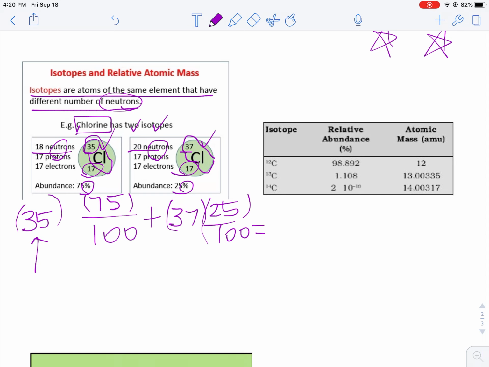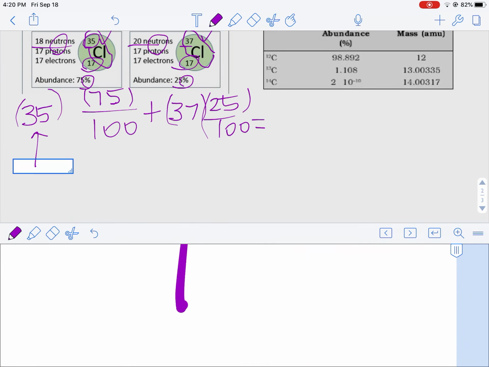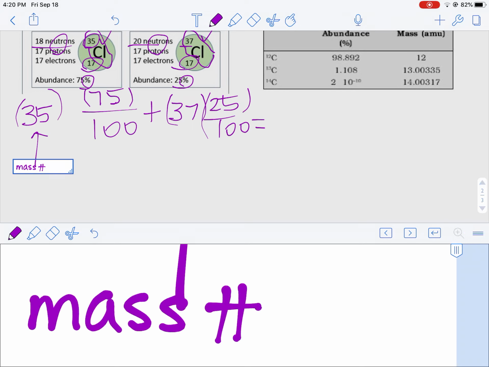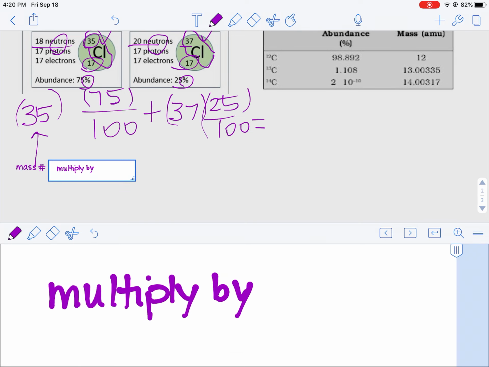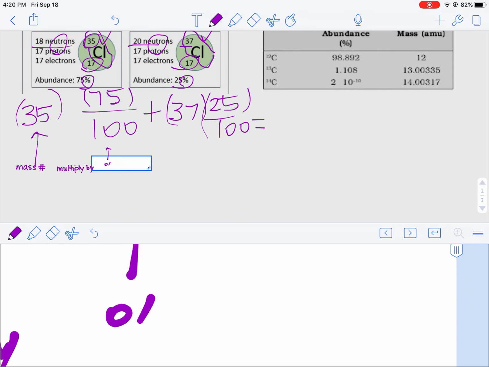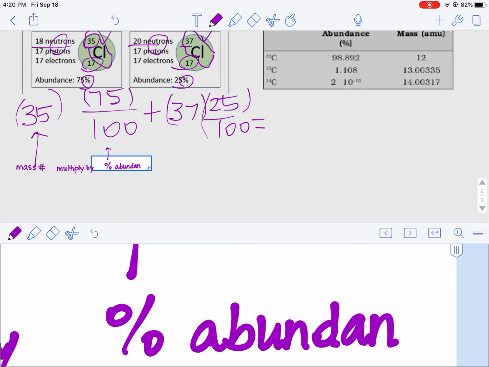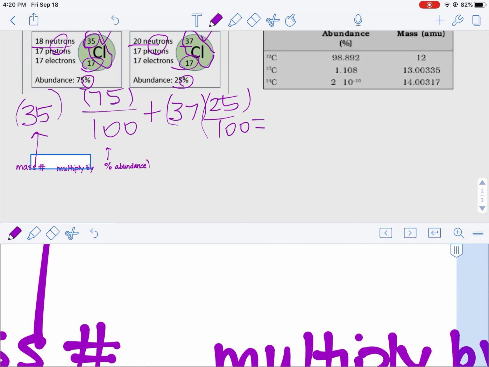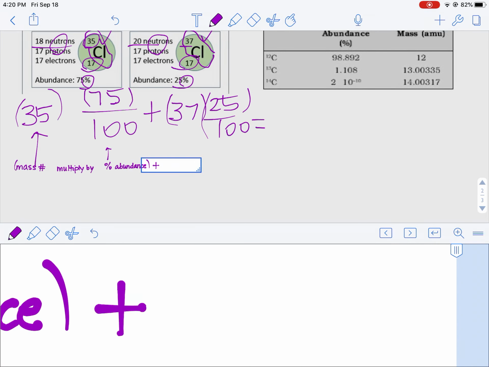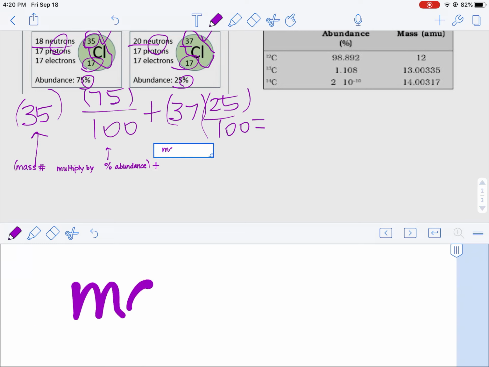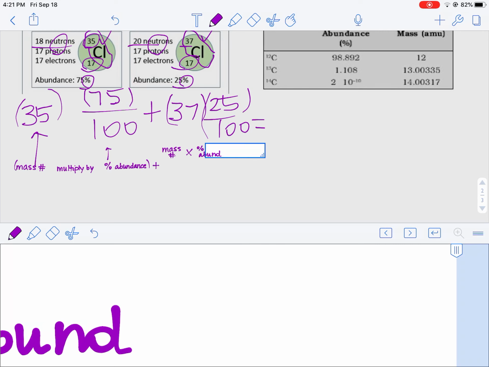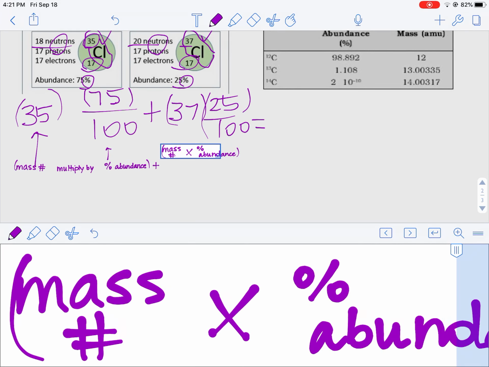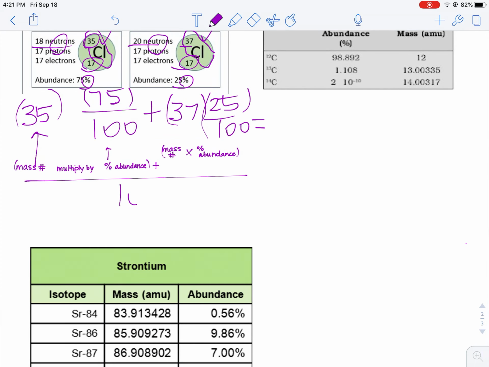We take the mass number, giving you a formula for how you can do this calculation. You take the mass number, and you're going to multiply by the percent abundance, and you're going to do that math for every single isotope that exists. So again, we've got our mass number times the percent abundance, and then with all averages we have to divide by 100, and that'll get us the mass of the element.